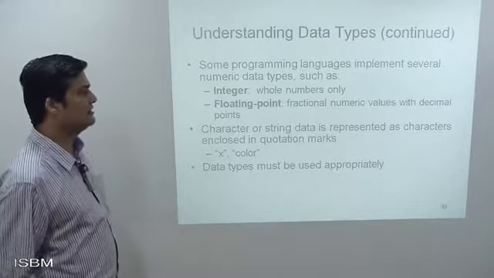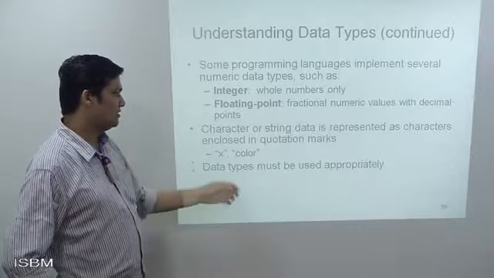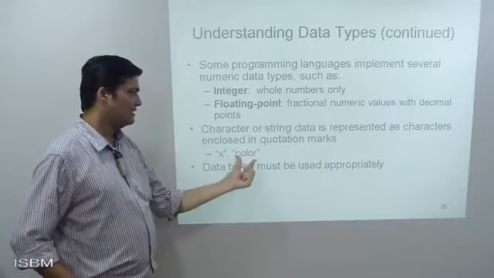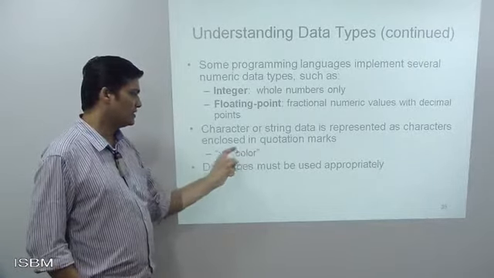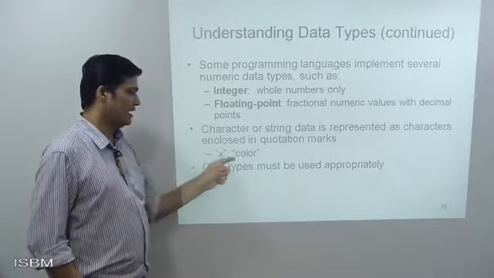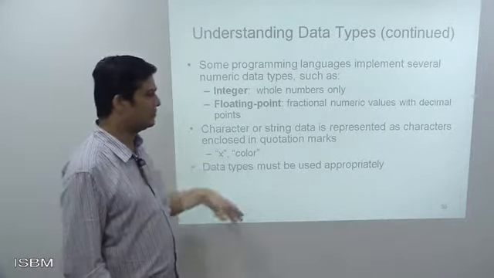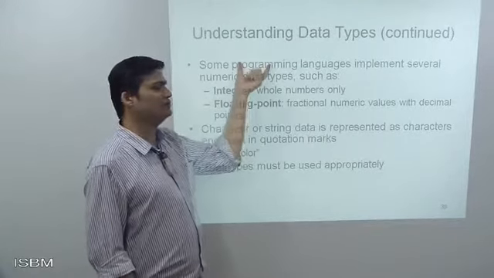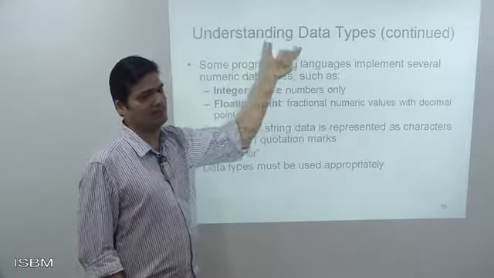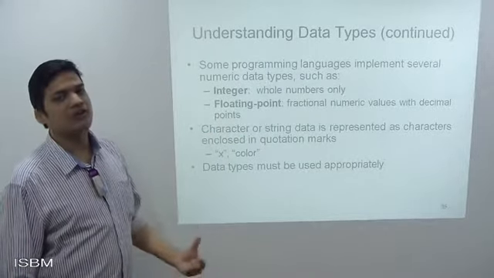Character or string data is represented as characters enclosed in quotation marks, like "color". X is a character, encoded with quotation marks. You can see the quotation marks we have taken. X and color are characters. Data types must be used appropriately. Without data types, you cannot assign any value to a particular variable. When you use a variable, you need to declare which data type it is and how much length it has.